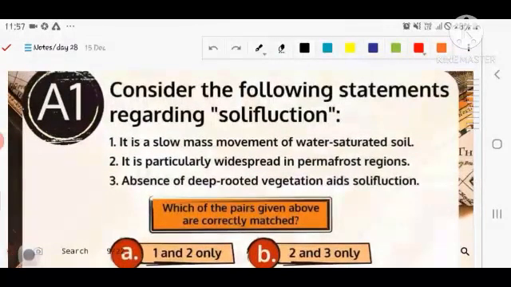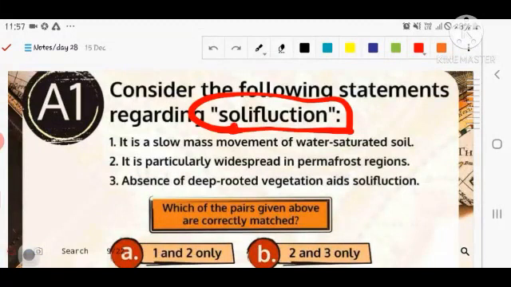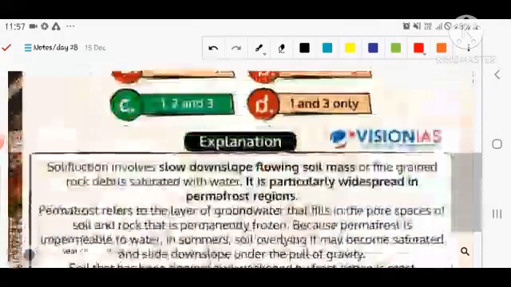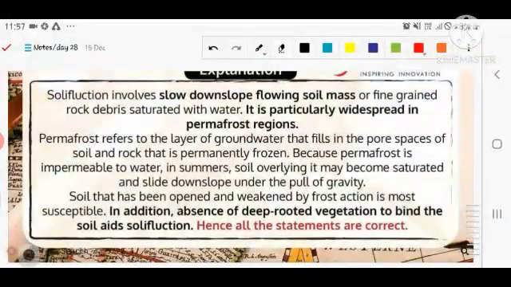Okay. Consider the following statement regarding the solifluction. The current question in front of you is I am asking about it is the slow motion movement of the water saturated soil. That is also correct. It is particularly widespread in permafrost region. Yes, it is a permafrost region because there is no deep rooted vegetation, and that helps in the aid of solifluction. So first, second, third are correct. Let's see what reason is given to us.